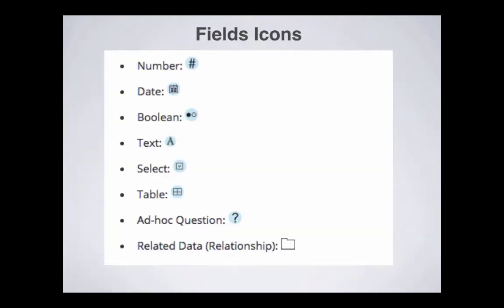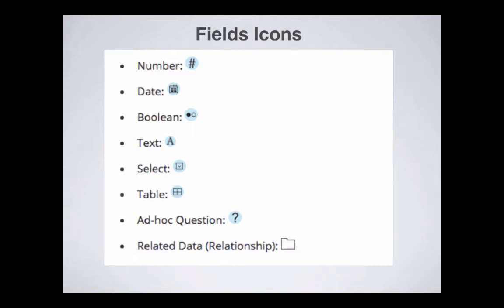Now, when creating a letter from a model theme, your form may have many fields. To better assist you when building your letter, to help you locate the field that you're actually looking for, we have icons that will display the field types. Icons include number, which as you can see has the number symbol, date, which has a little calendar next to it, Boolean, text, select, table, ad hoc questions, and finally related data.